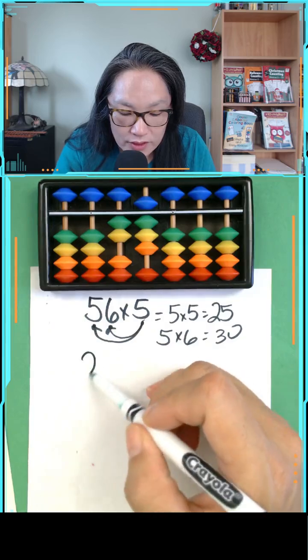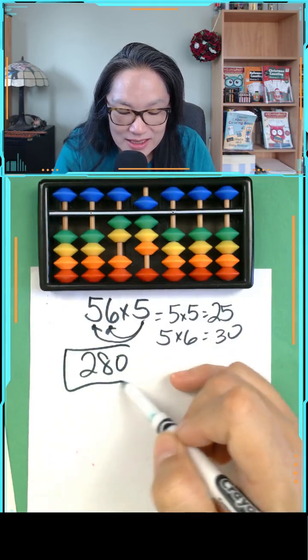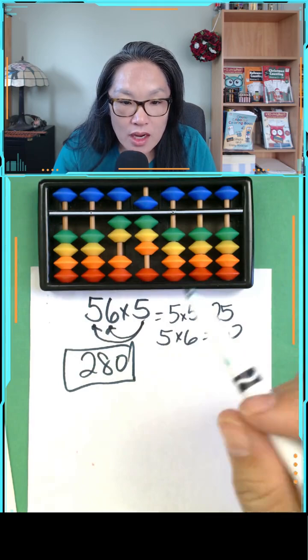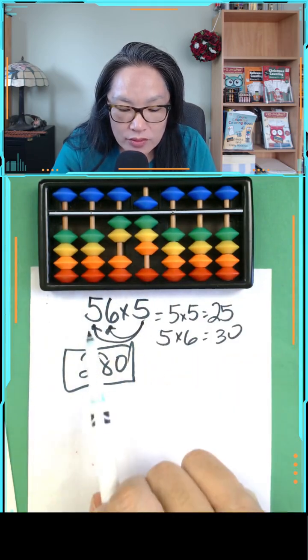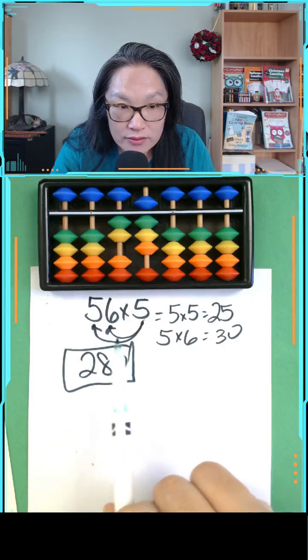It is 280. But see, the thing is I'm not looking for the answer. I'm looking for how did you get it. So this is where you use multiplication facts, right?